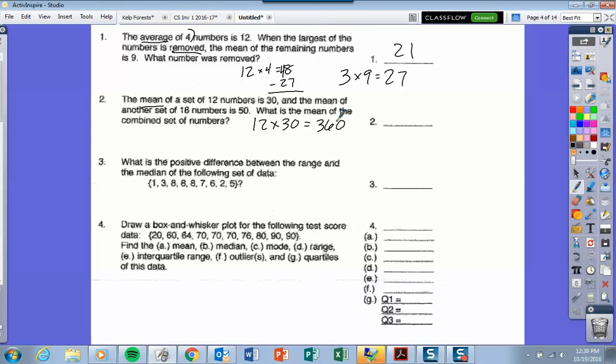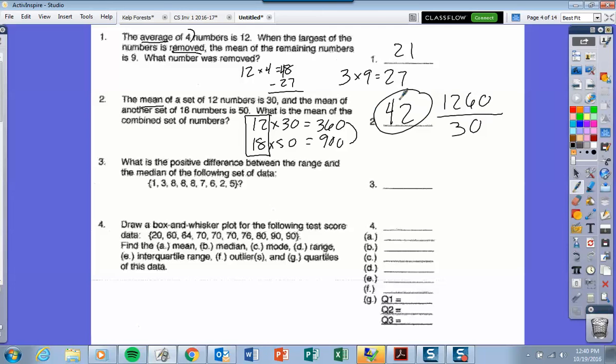And the mean of another set of 18 is 50, so I'm going to go 18 times 50, which gives me 900. The reason, again, I'm doing this is that if I know what the sums of them are, I can combine these two and then divide by the total numbers that I have. So when I do that, I combine these two, then I get 1,260 divided by, there are 30 numbers over here, and I see that the mean of the new set is 42.